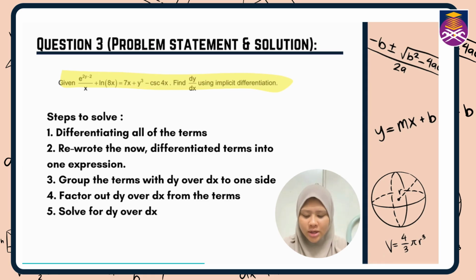Okay, in order to solve it, here are the steps. First, differentiating all the terms. Then we write the now differentiated terms into one expression. Group the terms with dy over dx to one side. Factor out dy over dx from the terms. And then lastly, solve for dy over dx.